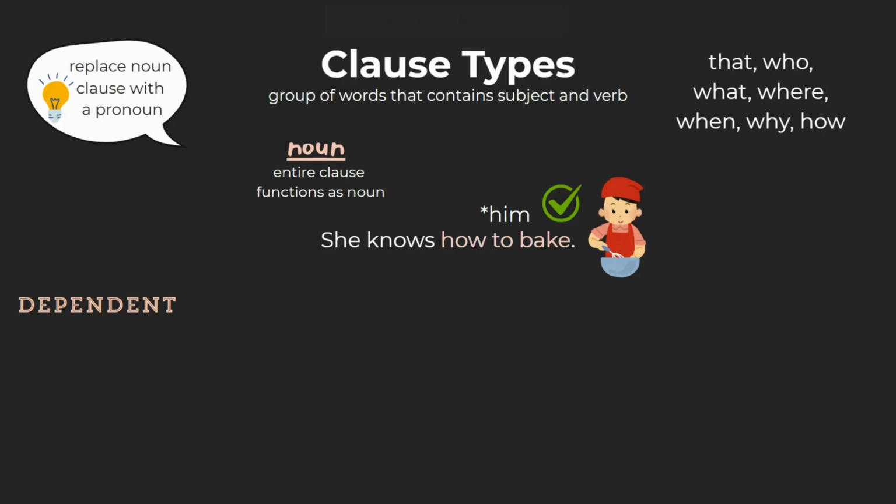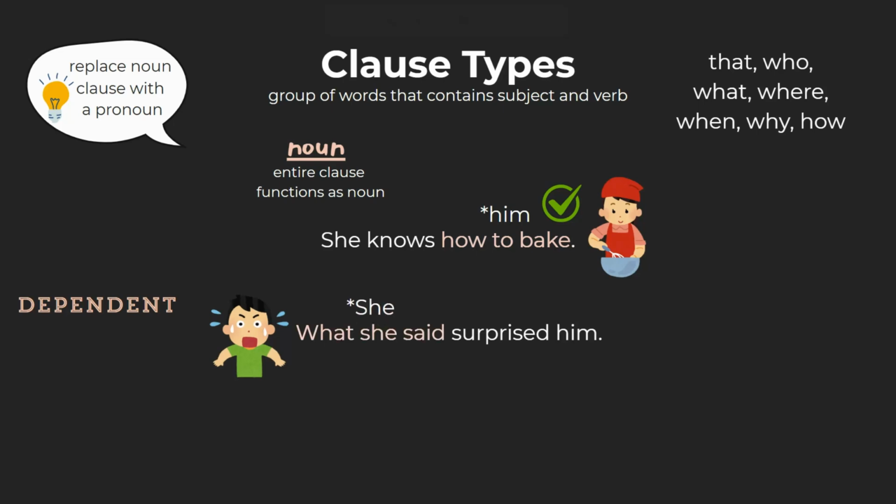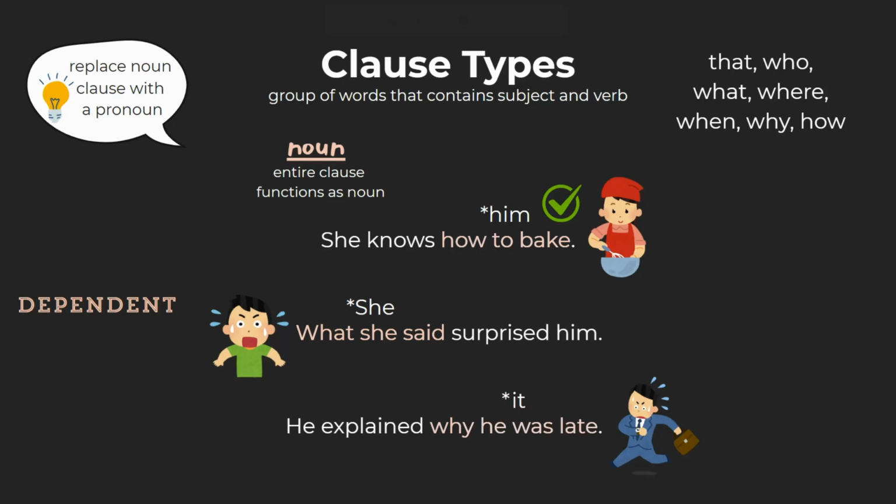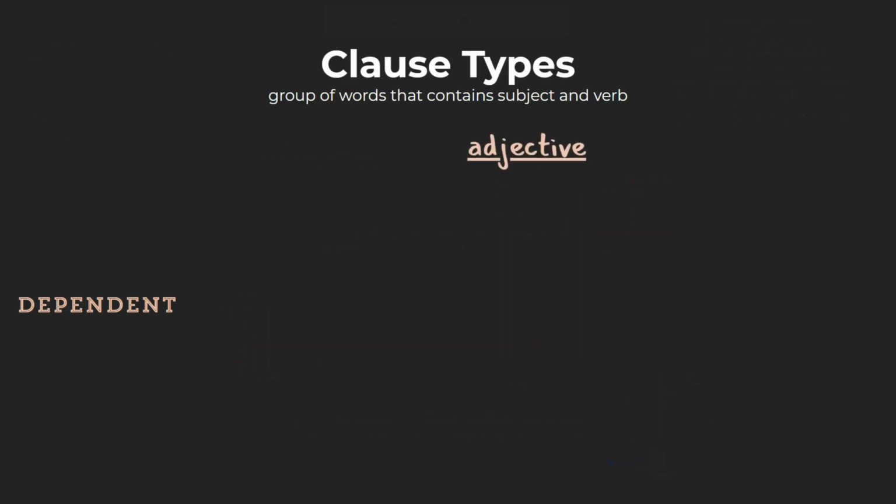They can also occur at the beginning of the sentence. For example, "What she said surprised him." Here, too, we can replace the noun clause what she said with a pronoun: "It surprised him." Another example would be, "He explained why he was late." Replacing the clause why he was late with a pronoun, we'd have "He explained it," which we can see is grammatically correct. Next, we have adjective clauses, also known as relative clauses.